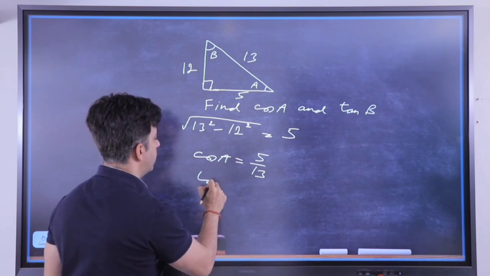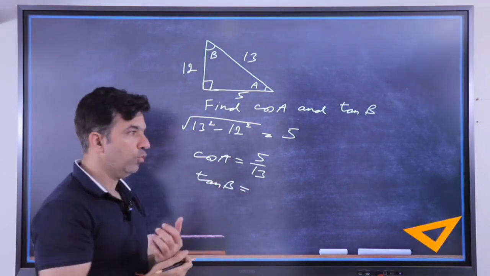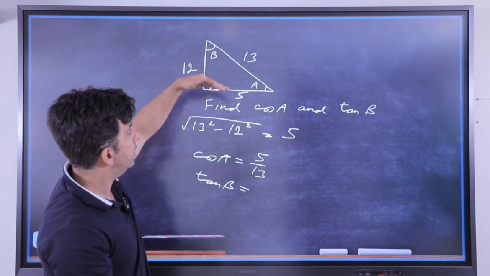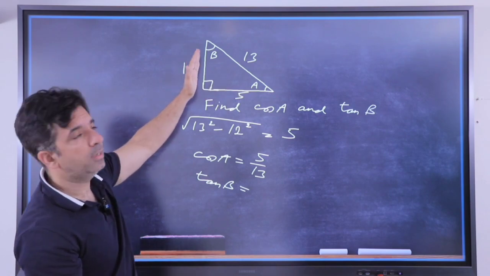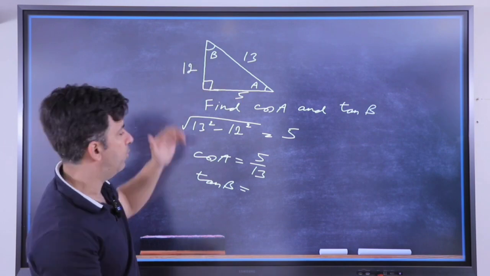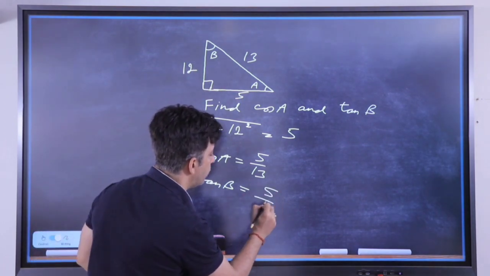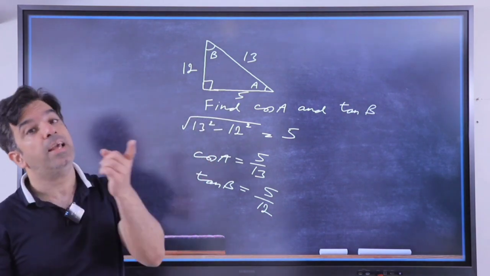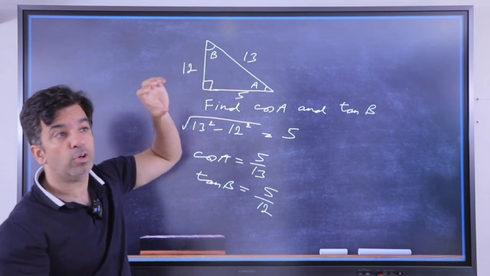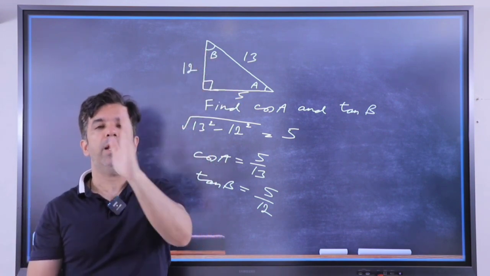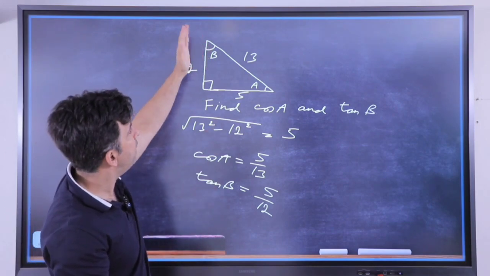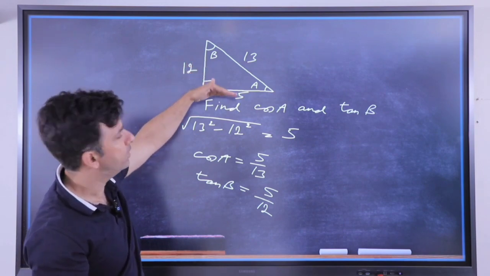Next we have to find tan B. So for tan B, we can easily see that this is the perpendicular. This is the base. For tan B, the perpendicular would be this side. This is 5 and this is the base, which is 12. So tan B would be 5 by 12. Tan A would be 12 by 5. Tan B would be, because tan B stands for what? Perpendicular upon base. So when we are looking through this angle B, then for this angle B, this is the base, and this is the height.